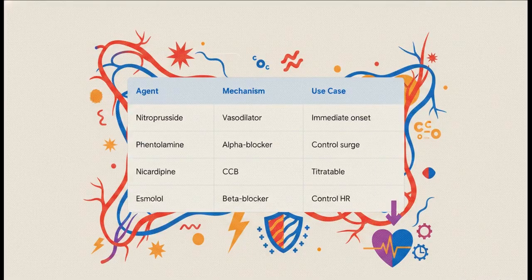To combat those spikes, you must have your rapid response arsenal memorized. You'll be heavily relying on potent, super fast-acting vasodilators like sodium nitroprusside, or a highly titratable calcium channel blocker like nicardipine. Phentolamine is fantastic for direct control of the catecholamine surge. And remember, you only treat the tachycardia with a beta blocker like esmolol after you've managed the blood pressure.